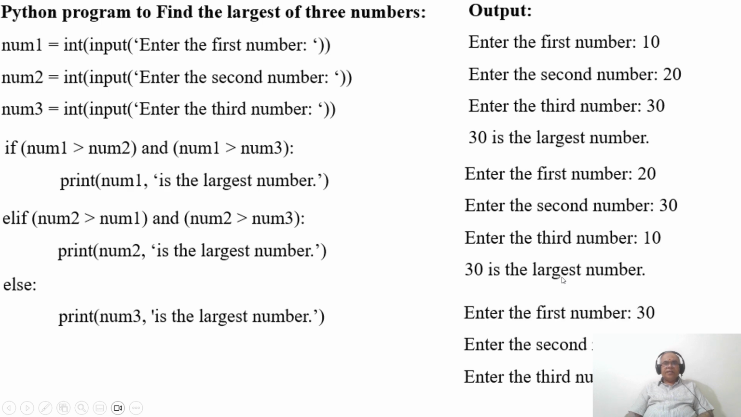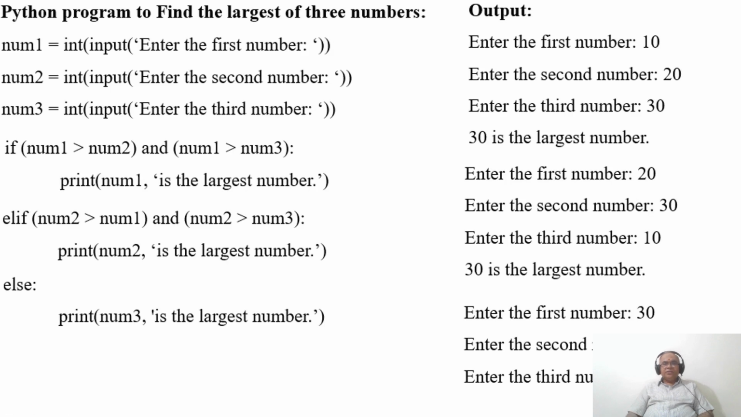Then again, the first number is 30, the second number is 20, and the third number is 10. Is num1 greater than num2, that is, 30 greater than 20? The condition is true. Is 30 greater than 10? The condition is true. Therefore num1 is the largest number, so it will print 30 is the largest number.